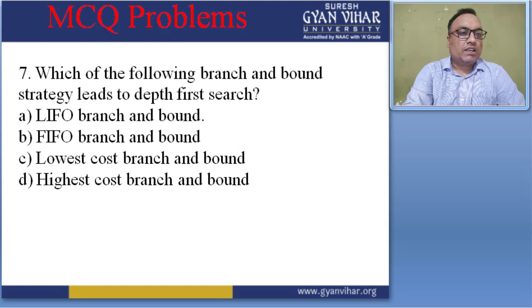Which of the following branch and bound strategies leads to depth first search? The options are A, LIFO branch and bound, FIFO branch and bound, lowest cost branch and bound, and highest cost branch and bound. So A is the correct answer. The LIFO branch and bound method leads to the depth first search, right?